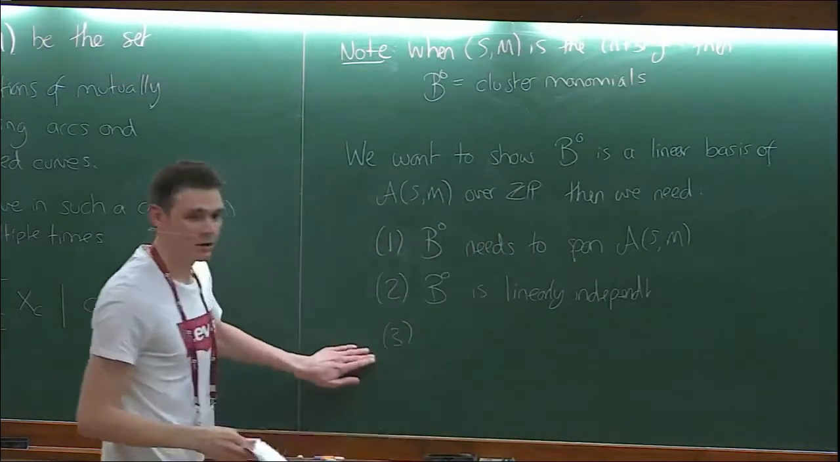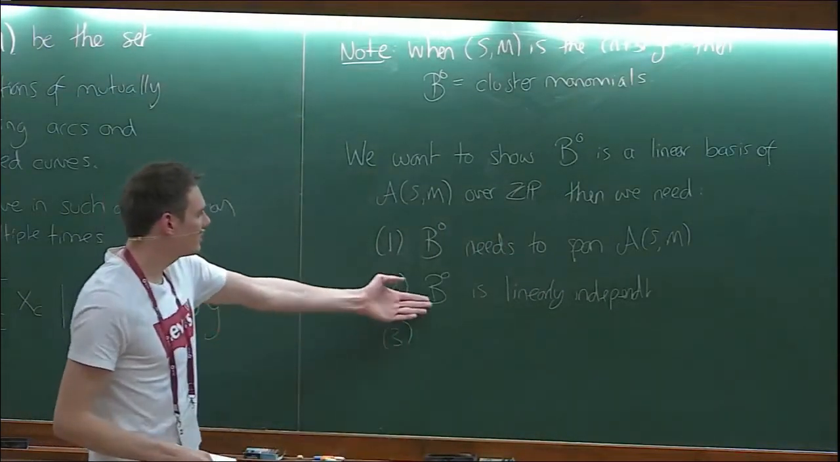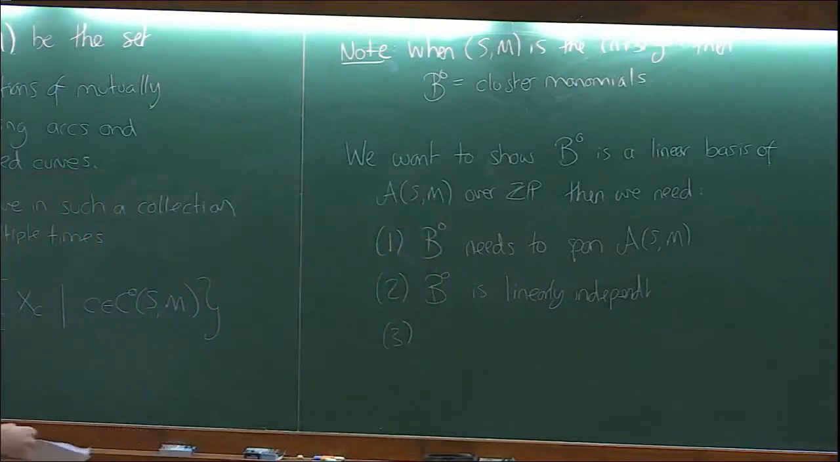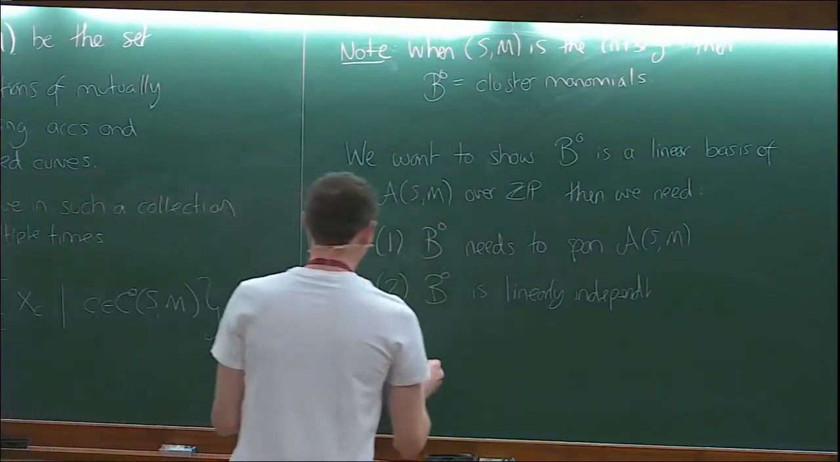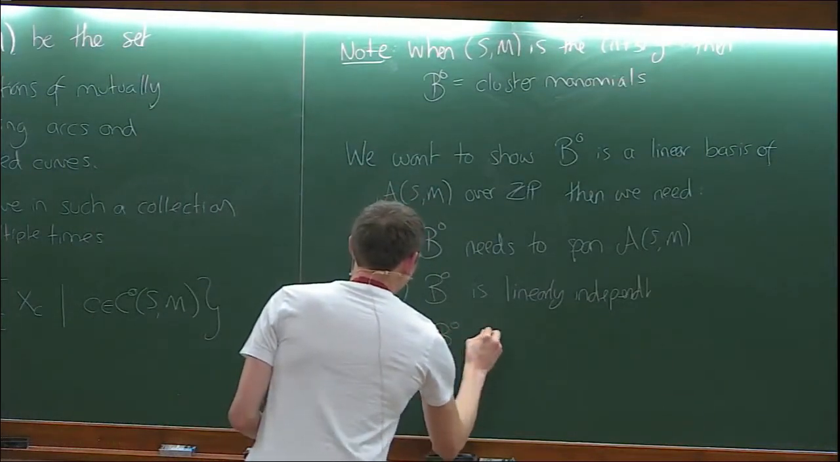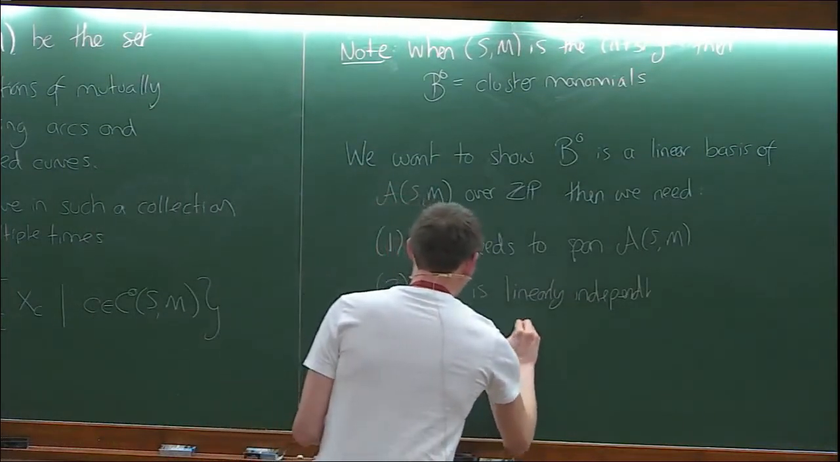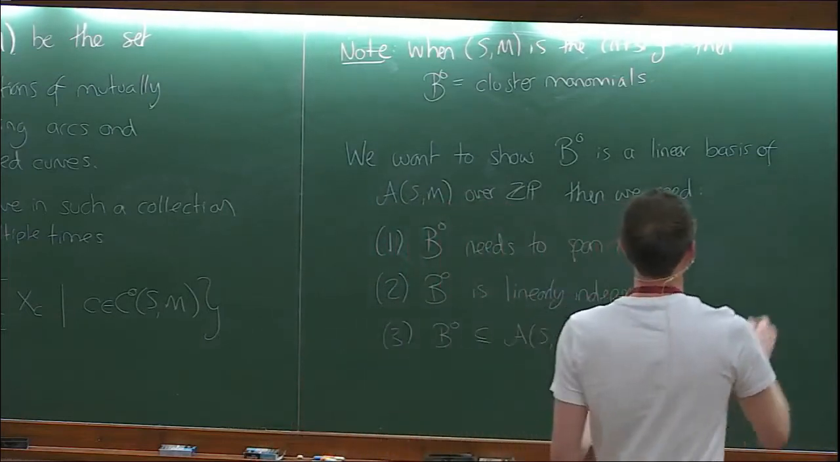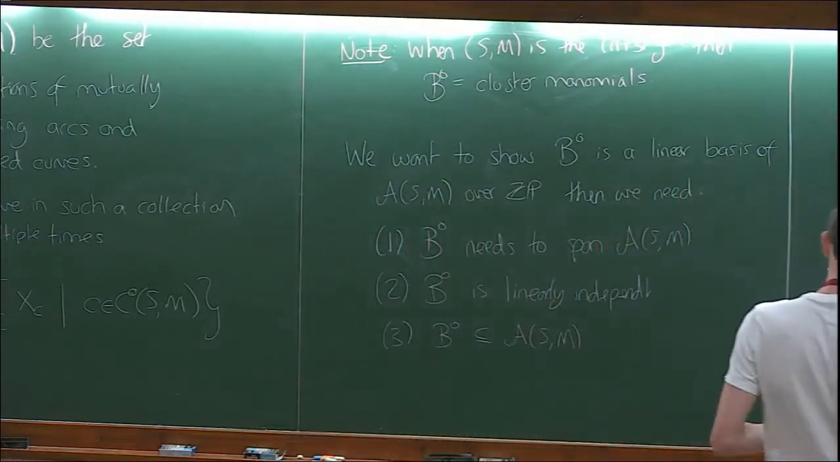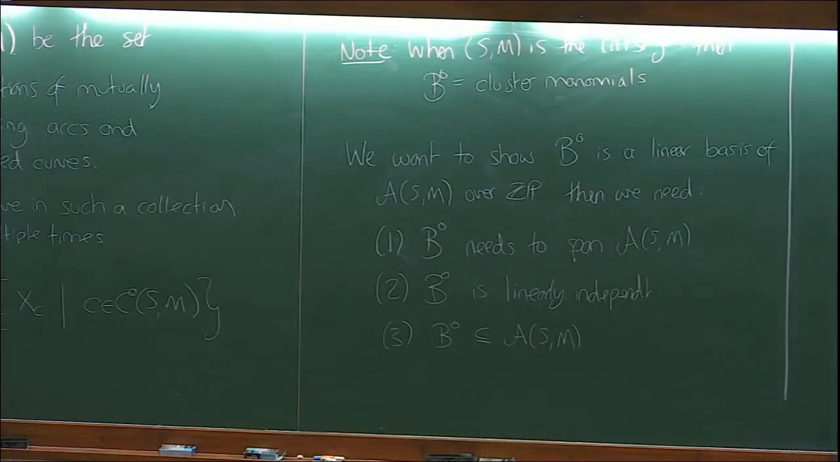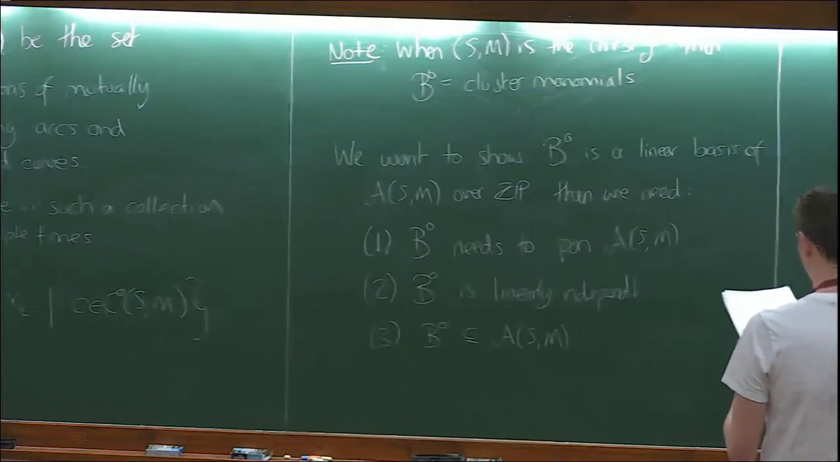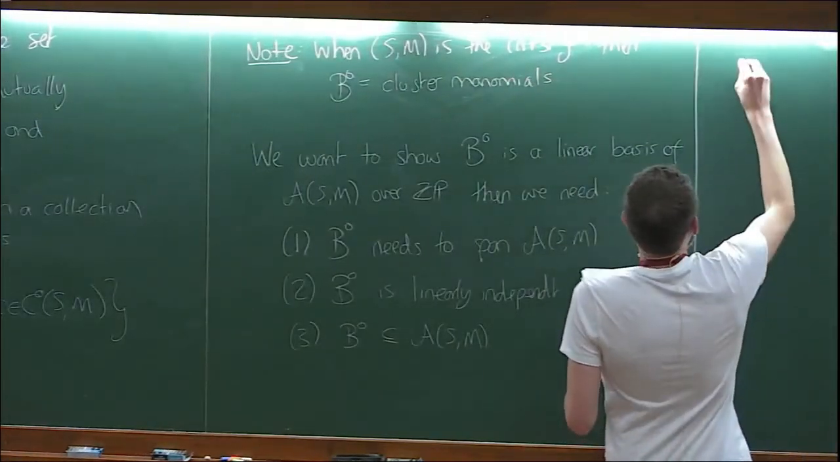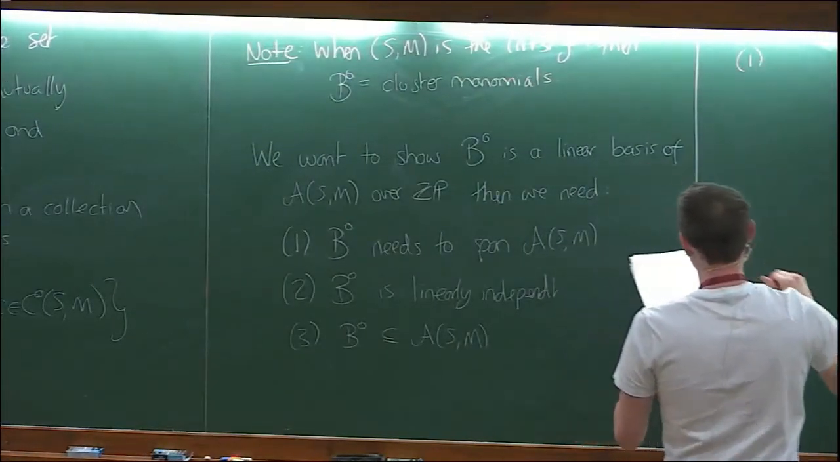And then the final subtle thing is that, of course, we need that these elements belong to the cluster algebra. So we need that B circ is contained in the cluster algebra. Okay. So we'll tackle these problems one by one. And so the first thing is we need to show spanning.